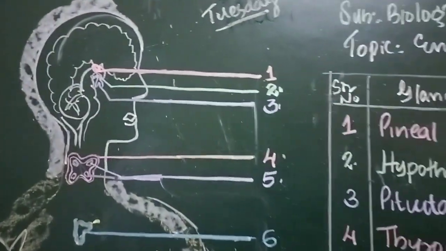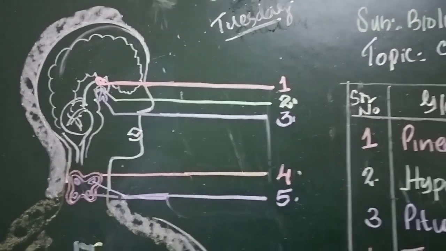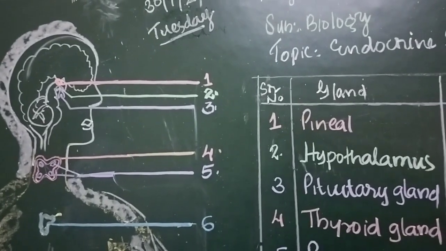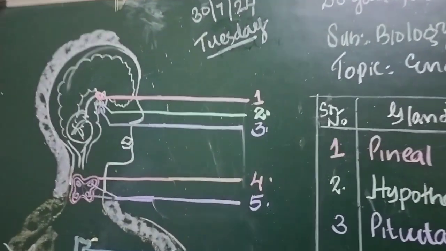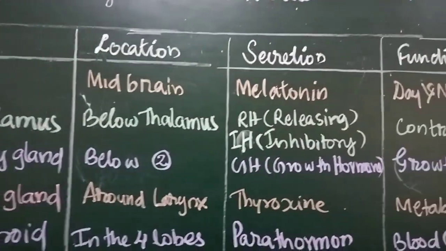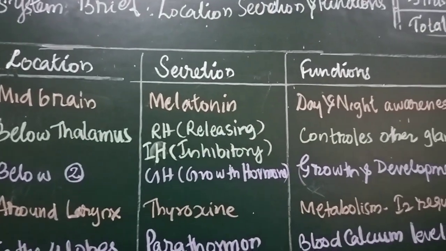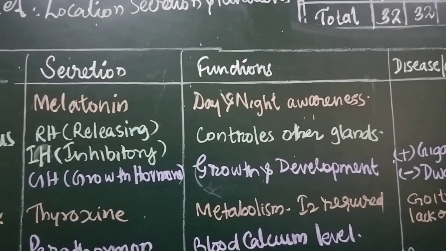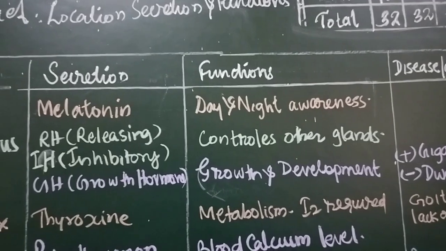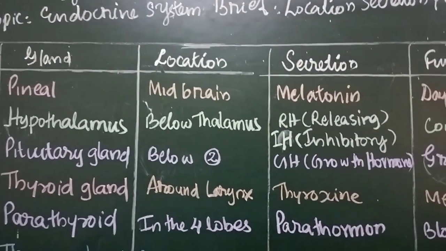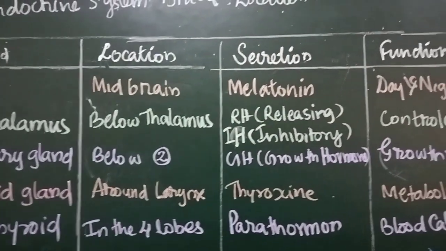Okay, you can see the diagram. The first three glands are the pineal gland, hypothalamus and pituitary gland. They are located in the brain itself, in the midbrain. The pineal secretes melatonin, which helps the day and night awareness of the individual. Similarly, the hypothalamus, located just below the thalamus in the brainstem, will be having two secretions.